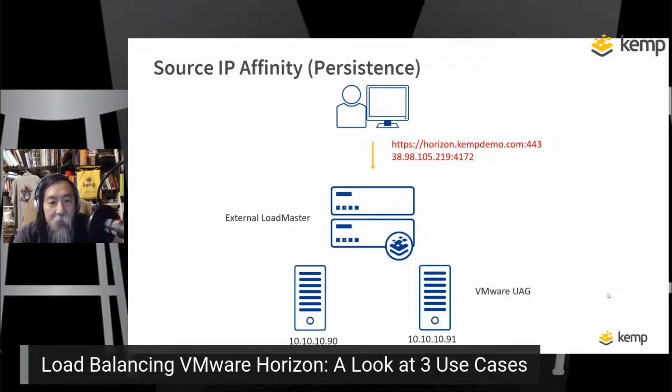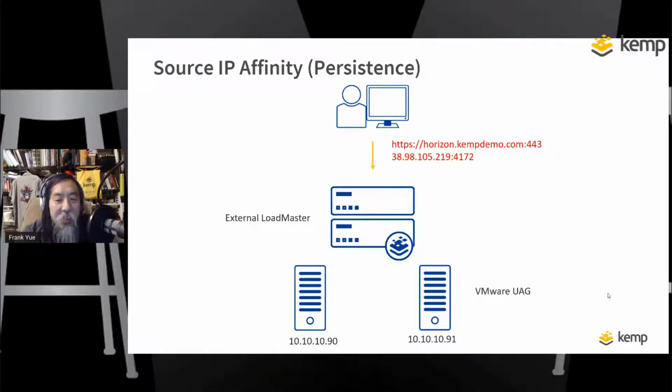So, source IP affinity. We have the client on top again. We have the protocols. We have here HTTPS horizon.kempdemo.com on port 443. That's the authentication. And then I put the IP address here, 38.98.105.219, but it could be the domain name horizon.kempdemo.com as well, and port 4172, which in this case is the PCoIP protocol. So I have a client connecting PCoIP going through the load balancers, and I have two UAGs, 10.10.10.90 and 10.10.10.91.